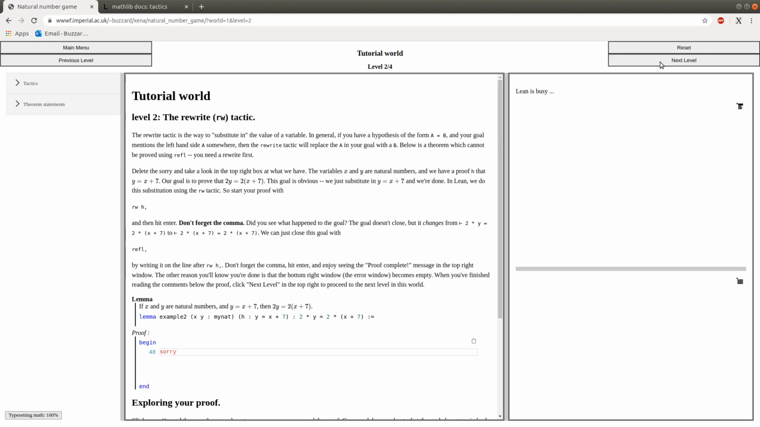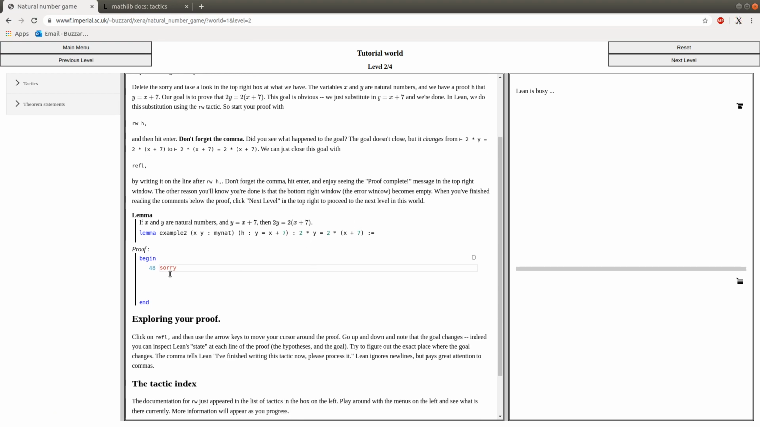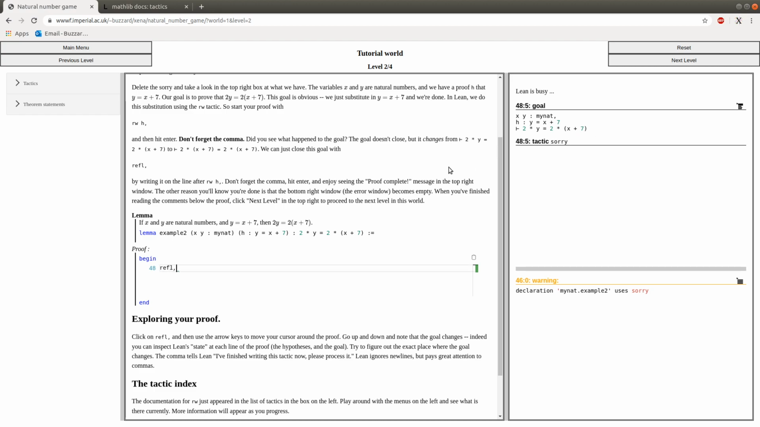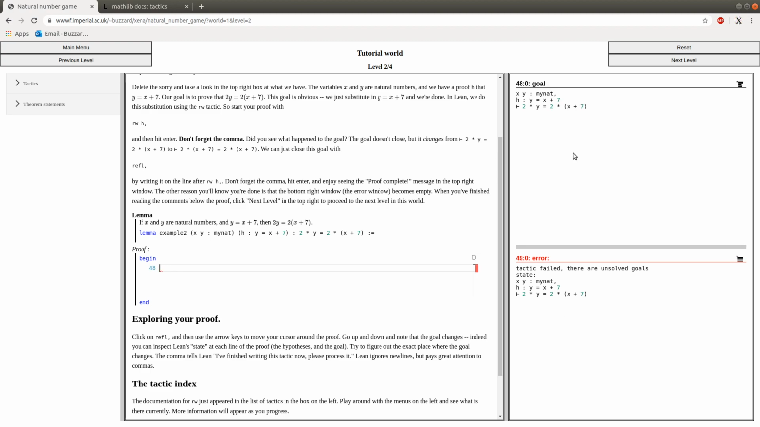Right, let's press on. So level 2, we have to do something, because here REFL doesn't work. REFL only works when the two sides are equal by definition, and there's a problem here. What's going on here is that x and y are natural numbers, and h says y equals x plus 7. I can't see if you can see what I'm highlighting. Can you?